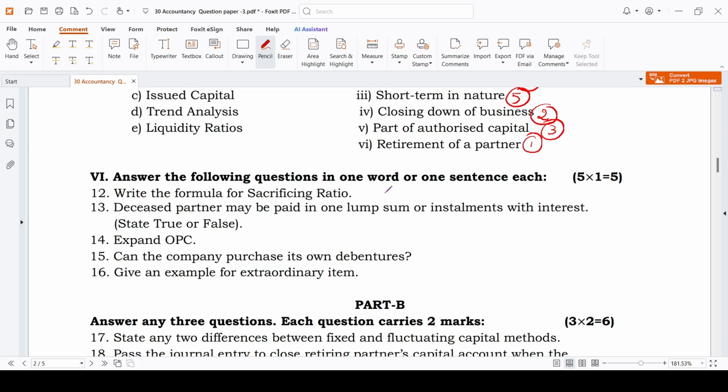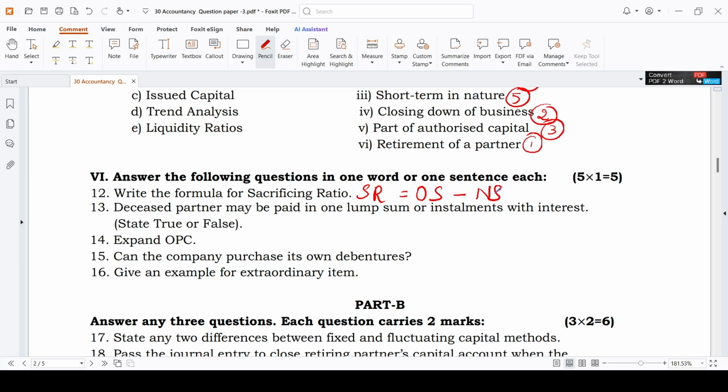Write the formula for sacrifice ratio. Sacrifice ratio equals old share minus new share. Sacrifice ratio is old share minus new share.